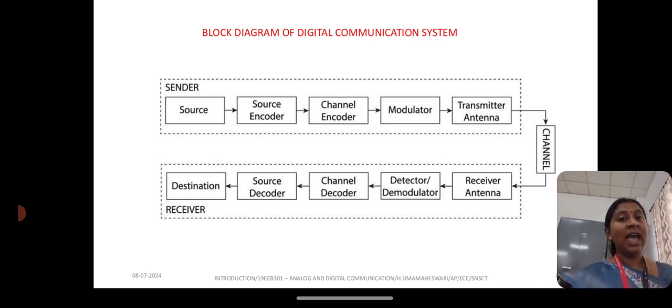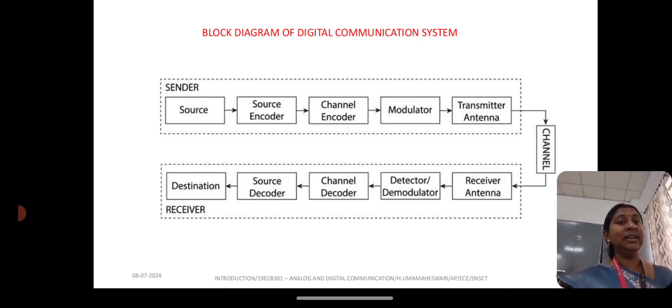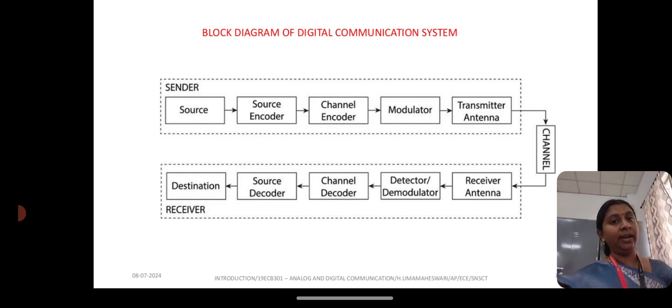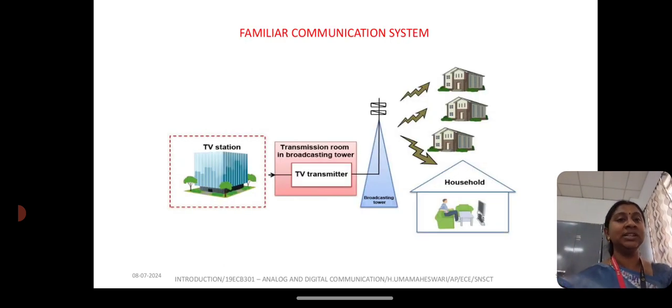This is the block diagram of a digital communication system. Here the sender will have a separate part and the receiver will have a separate part. The sender will have a source, where the channel encoder will be there. In the encoder process, the data is encoded and then modulated. Whereas in the receiver, the data is first received from the antenna and then given to the decoder, where the encoded data is decoded and finally given to the destination.